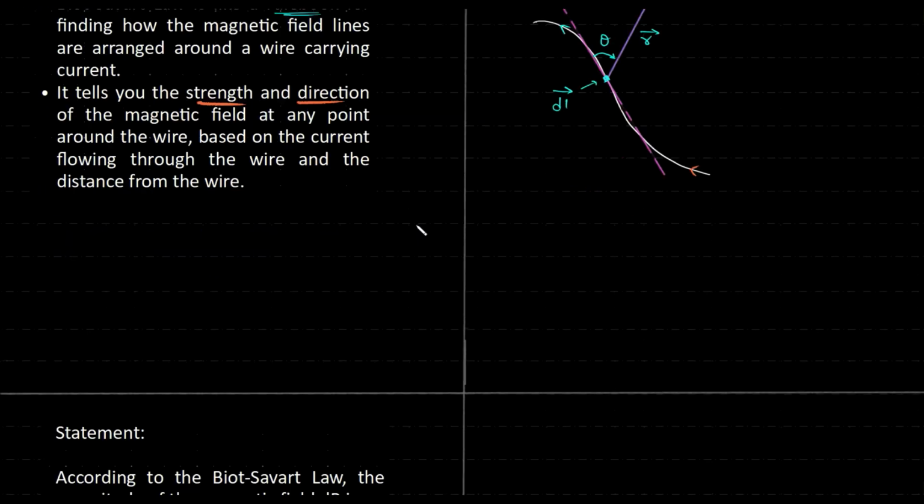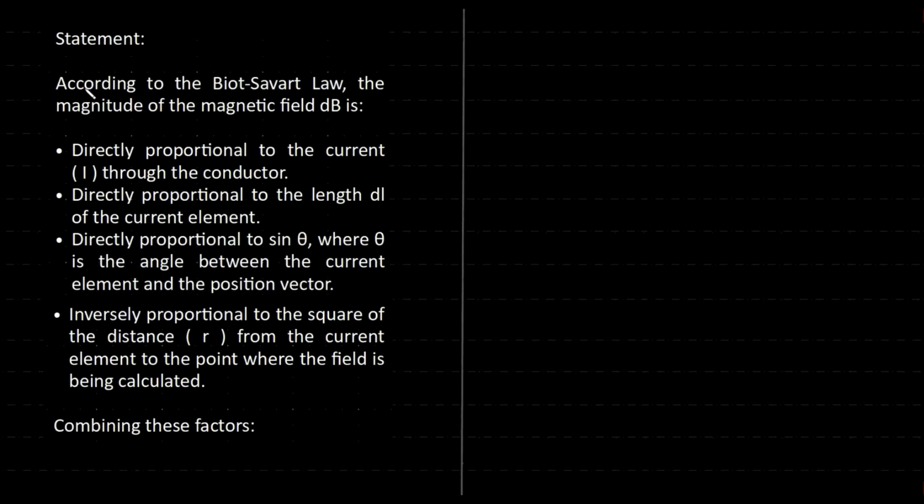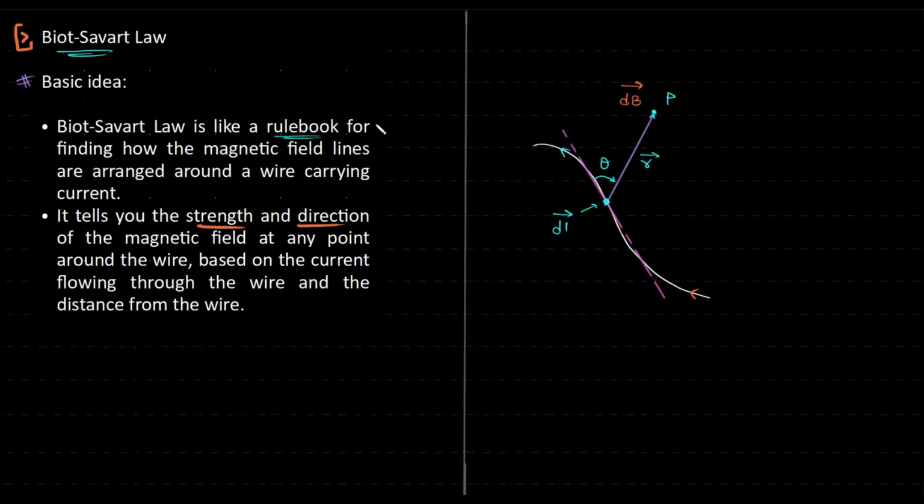Okay, guys, it's a very simple thing. So the statement is like this according to the law. We have a magnitude of magnetic field dB. Oh, by the way, we use B to represent magnetic field. Anything to do with magnetic field, we use B. So basically B will be your magnetic field strength, that is nothing but magnetic force.